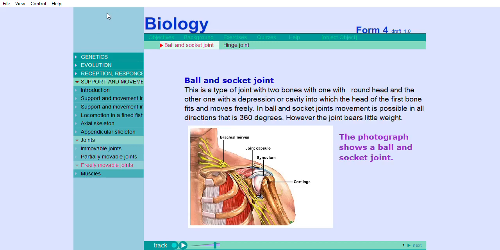Ball and socket joint. This is a type of joint with two bones, with one with round head and the other one with a depression or cavity into which the head of the first bone fits and moves freely. In ball and socket joints, movement is possible in all directions, that is, 360 degrees. However, the joint bears little weight. The photograph shows a ball and socket joint.